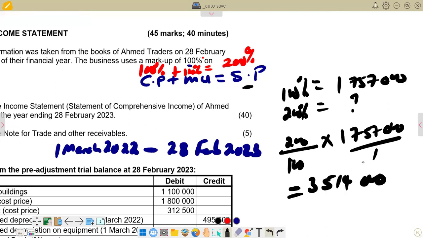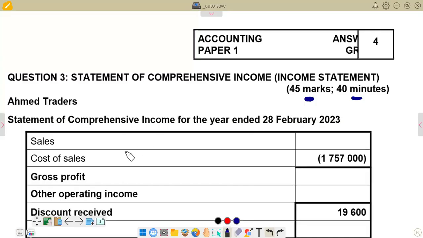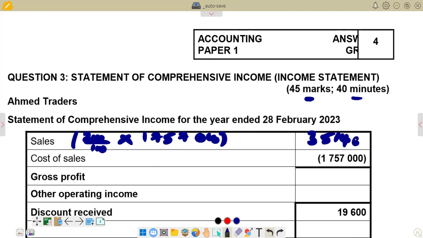So what you're supposed to do is go and summarize this working in the answer section, and then you put your answer as 3,514,000. So if you come to your answer section now, you're just summarizing your working, whereby you are saying your 200% as a numerator, and then your 100% as a denominator, then you multiply by the given figure, which is 1,757,000. And the answer that we got there was 3,514,000.